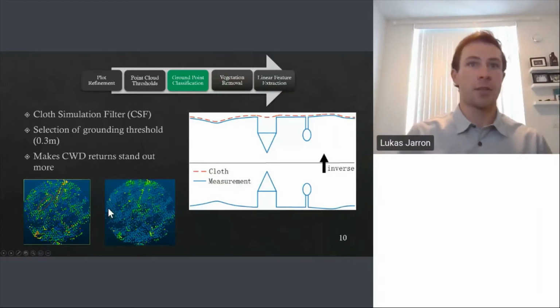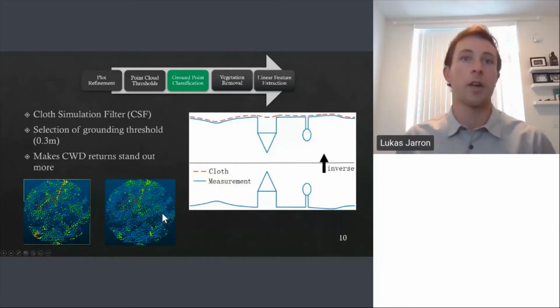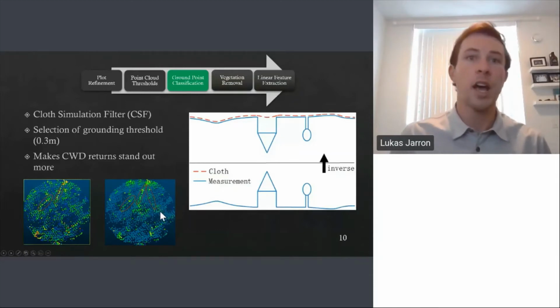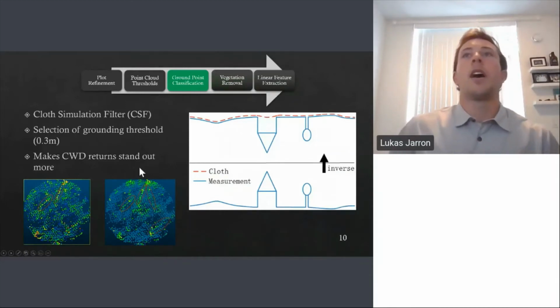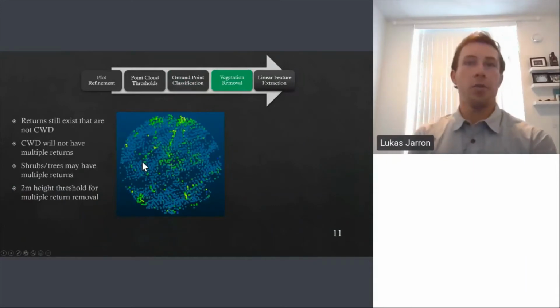But when I apply the cloth simulation filter, we actually see those logs become much more apparent and they're standing out, and there's much less noise thanks to the grounding algorithm. We can even see a couple extra ones over here and down here. So this moves me to the fourth step, which is vegetation removal.